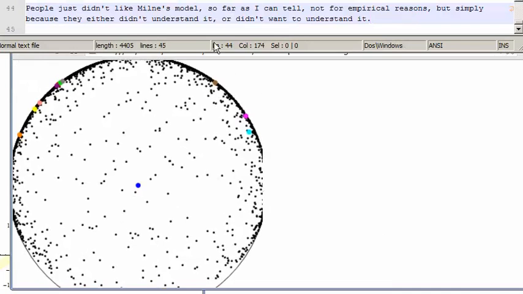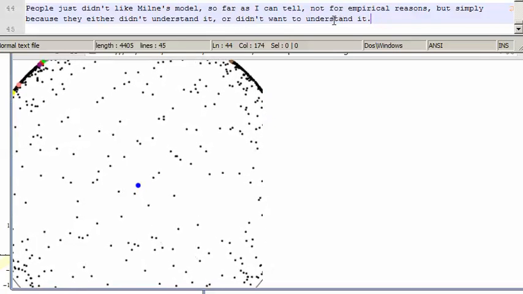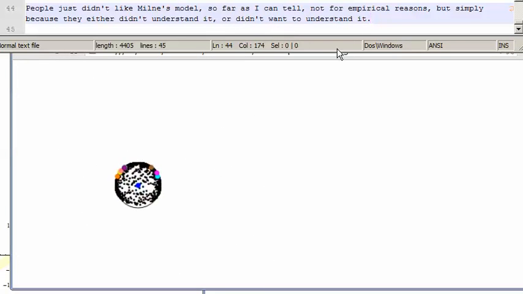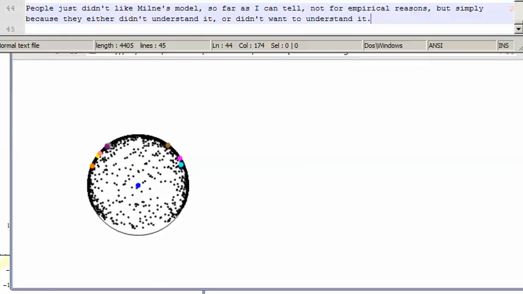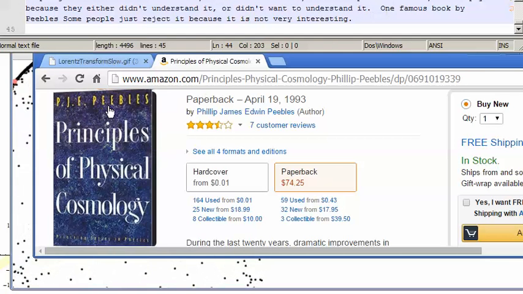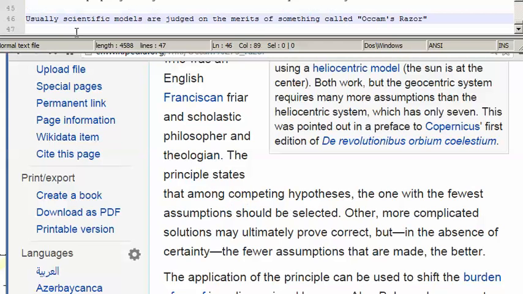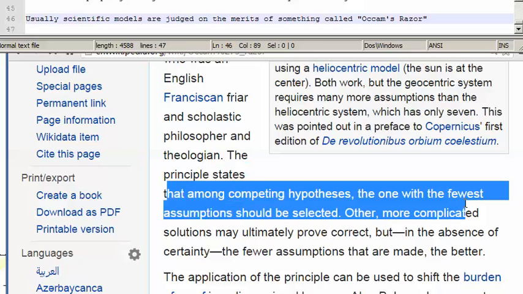People didn't like Milne's model, so far as I can tell, not for empirical reasons, but simply because they either didn't understand it or didn't want to understand it. One famous book by P.J.E. Peebles rejects Milne's model simply on the basis that he doesn't think it's very interesting. Usually scientific models are judged on the merits of something called Occam's razor. Among competing hypotheses, the one with the fewest assumptions should be selected.